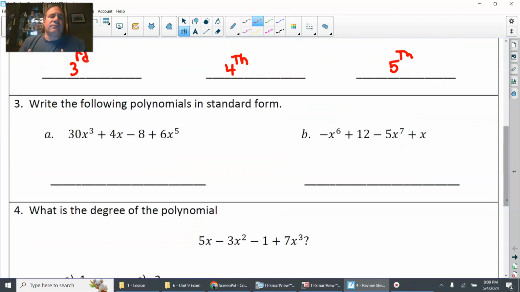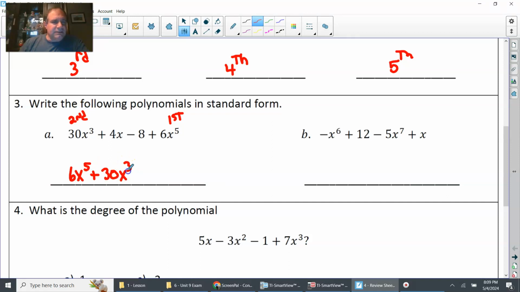The largest exponent would be the 5, and that would be the 5th degree. Whenever we're talking about standard form, you're writing the largest exponent first, followed by the next largest, and followed by the next largest, and then finally the constant. So this one would be first. That would be 6x to the 5th, because it has the 5th power. This would be second, that would be to the 3rd power, the next lowest exponent, and this would be third. That would be 4x. And then this is the constant. That would be minus 8.